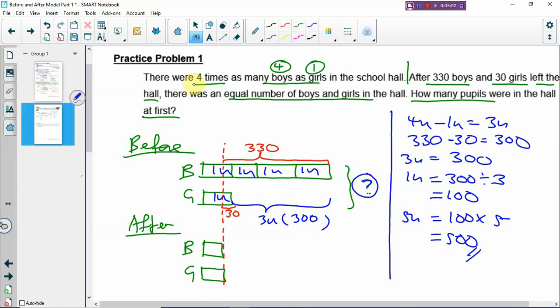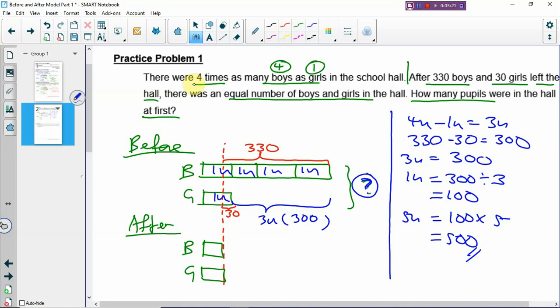So when you draw a model, after you are done with the model, what should you do? You look at the model and see whether you can plus everything together. You look at the before model, oh, I can't plus them together, because why? I don't have the total given to me. So if I cannot plus them together, then the next thing to do is to minus. So can I minus? Yes, I can.